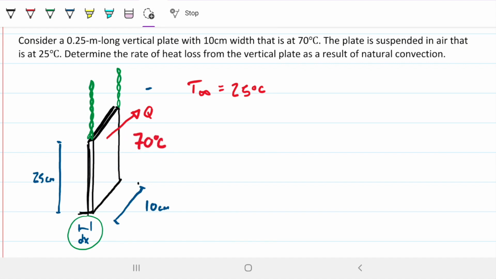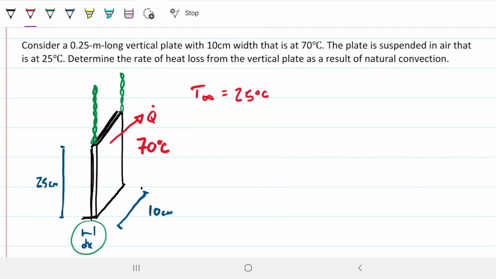Since we know the plate is hotter than the ambient temperature, we know Q is indeed going out, so the plate will lose heat to the environment. Now, this is a natural convection case. Nothing is said about anything enclosing. It's not a cavity or anything like that. So this is a non-enclosed natural convection situation, or free convection situation.